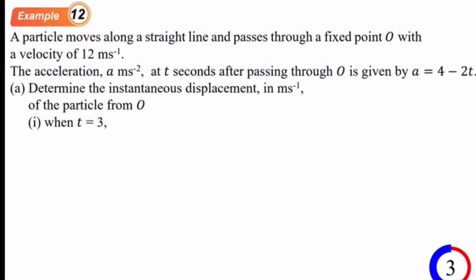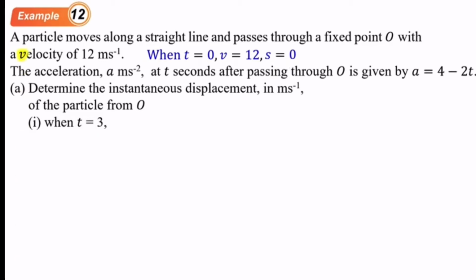A particle moves along a straight line and passes through a fixed point O with a velocity of 12 meters per second. The acceleration A, t seconds after passing through O, is given by A equals 4 minus 2t. Determine the instantaneous displacement in meters.